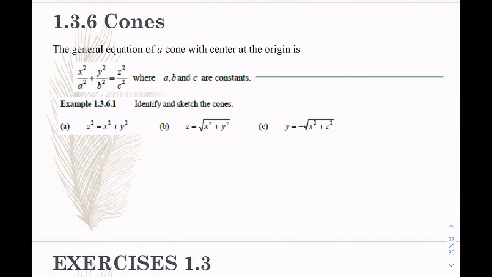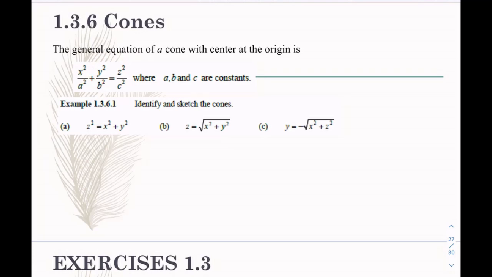This is the last surface in this topic, which is cones. Okay, the general equation of a cone with center at the origin is this one. Remember, this is just the general equation. Something that you can see is the character: we can see that the z is on the other side compared to the x and the y.